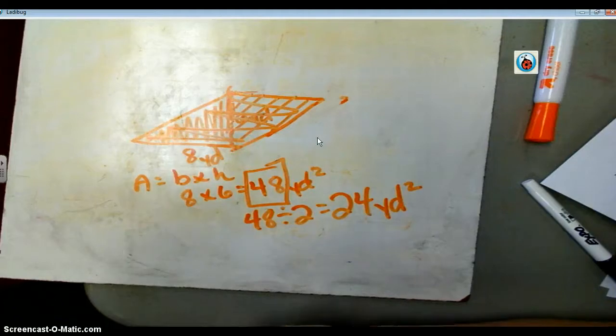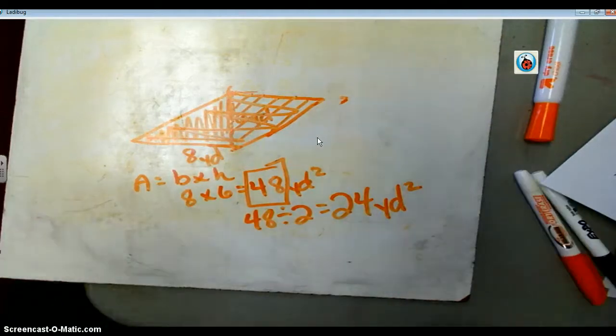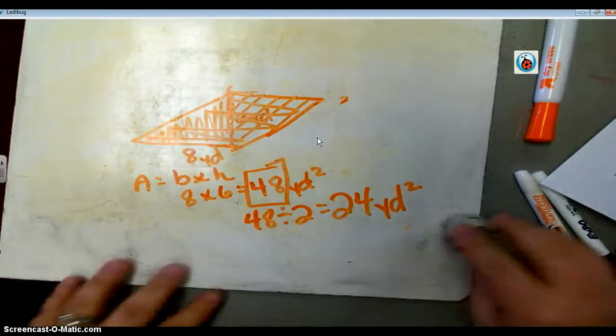Should we label any, label like yards? Unit? Yeah. Yes.